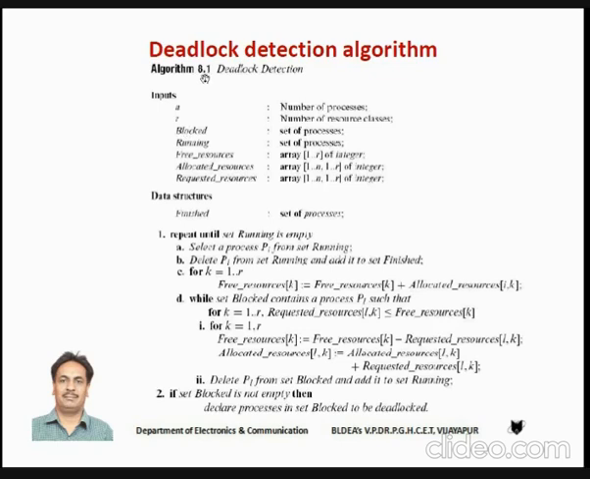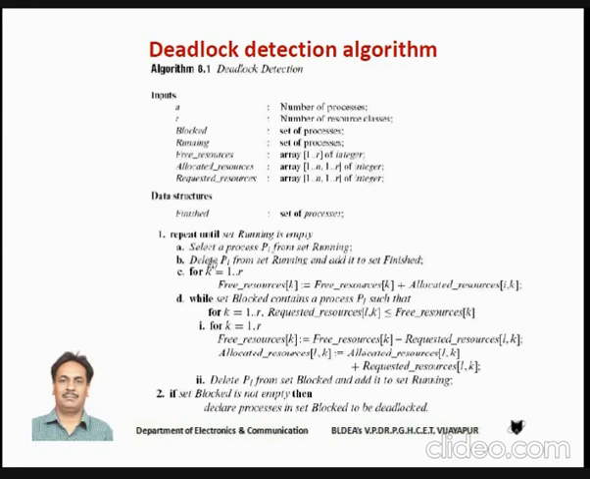Okay. Then apart from that, we use some data structure. Here we use the data structure finished. So again, finished is a set of processes. We have a set of processes: one is blocked, second one is running, and third one is finished.